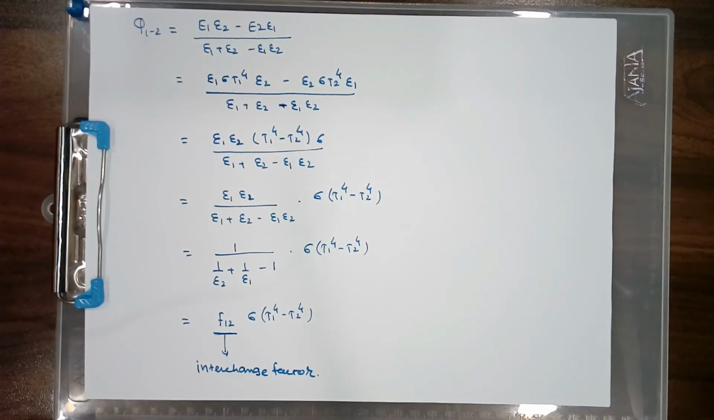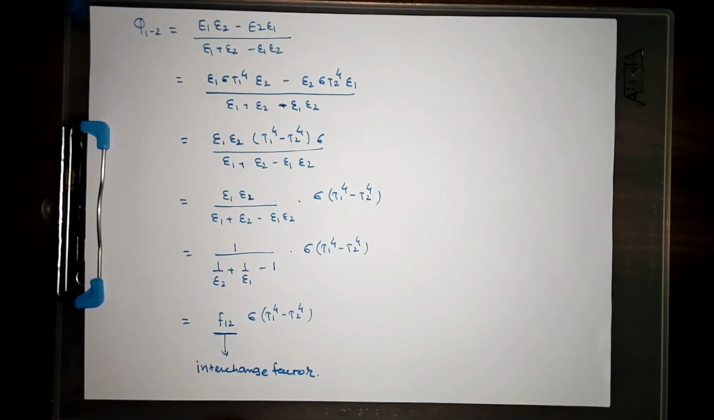Now I want to conclude some things. When the surfaces are black, only the shape factor comes into the picture. When the surfaces are not black, then the surface properties also play a role in radiation heat exchange between the surfaces, and that's why the interchange factor is there. So this is our expression for the heat exchange between two non-black surfaces.